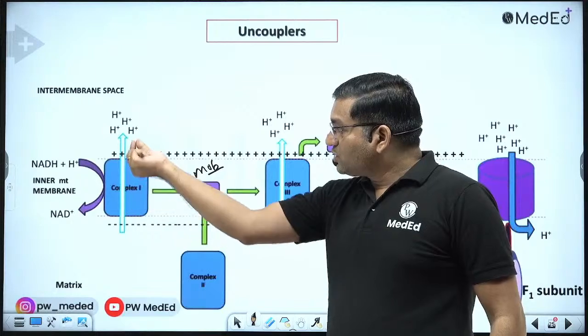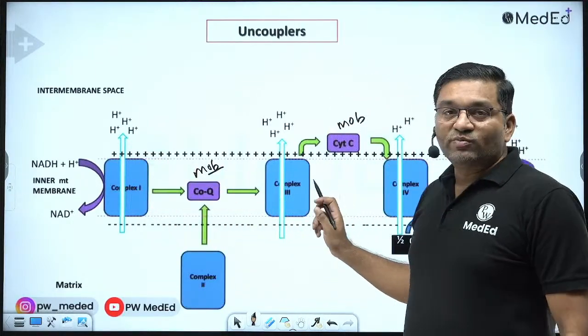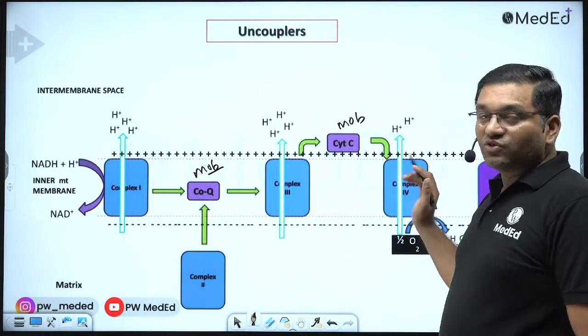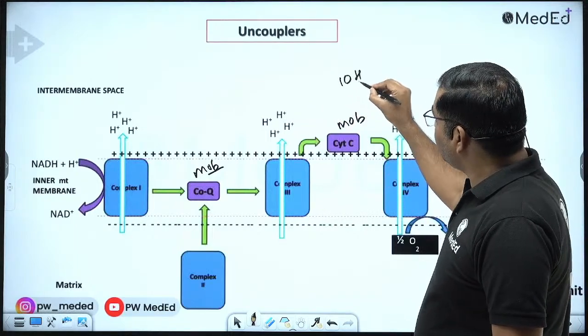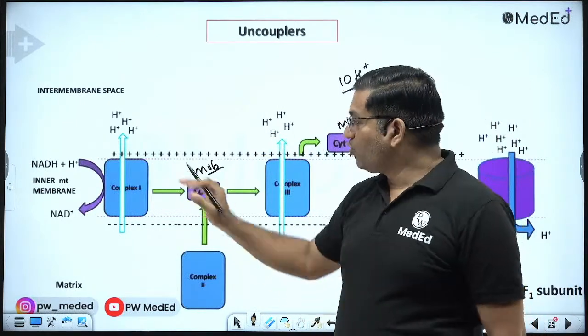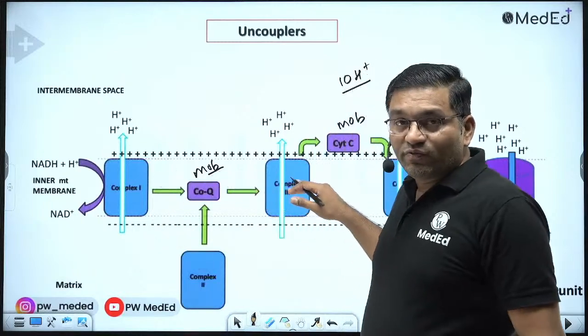Same principle is here. There is continuous pumping of protons, 4 protons from complex 1, 4 protons from complex 3, and 2 protons from complex 4. So during the transfer of electron, there is pumping of 10 protons into the intermembrane space. 10 protons into the intermembrane space during the transfer of one electron.